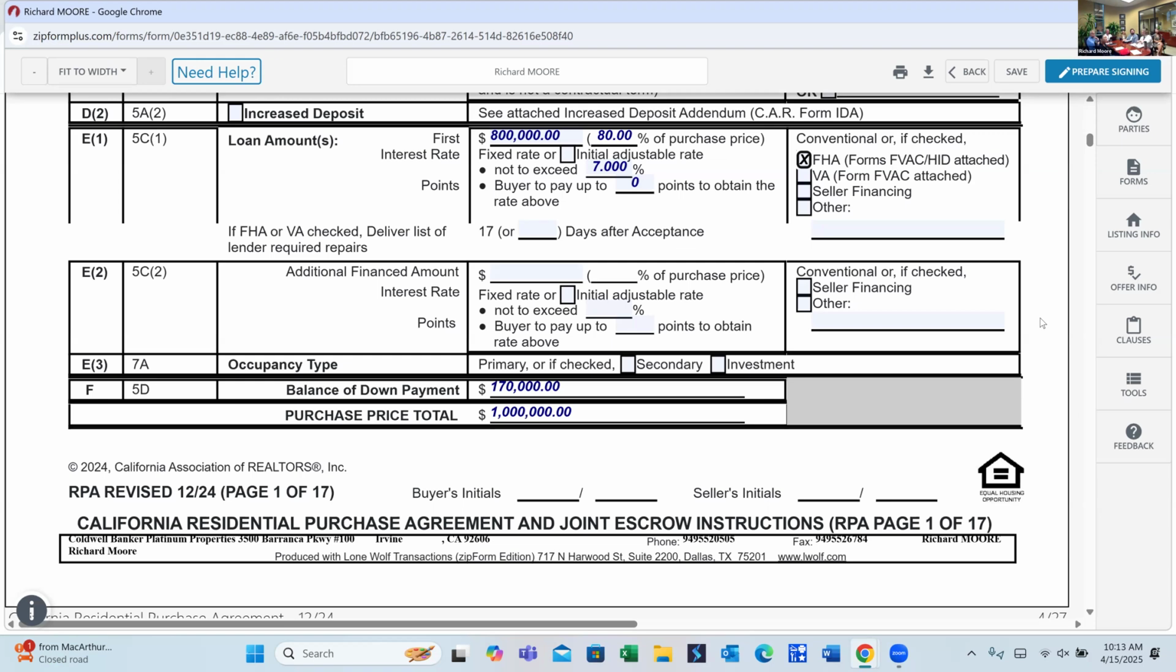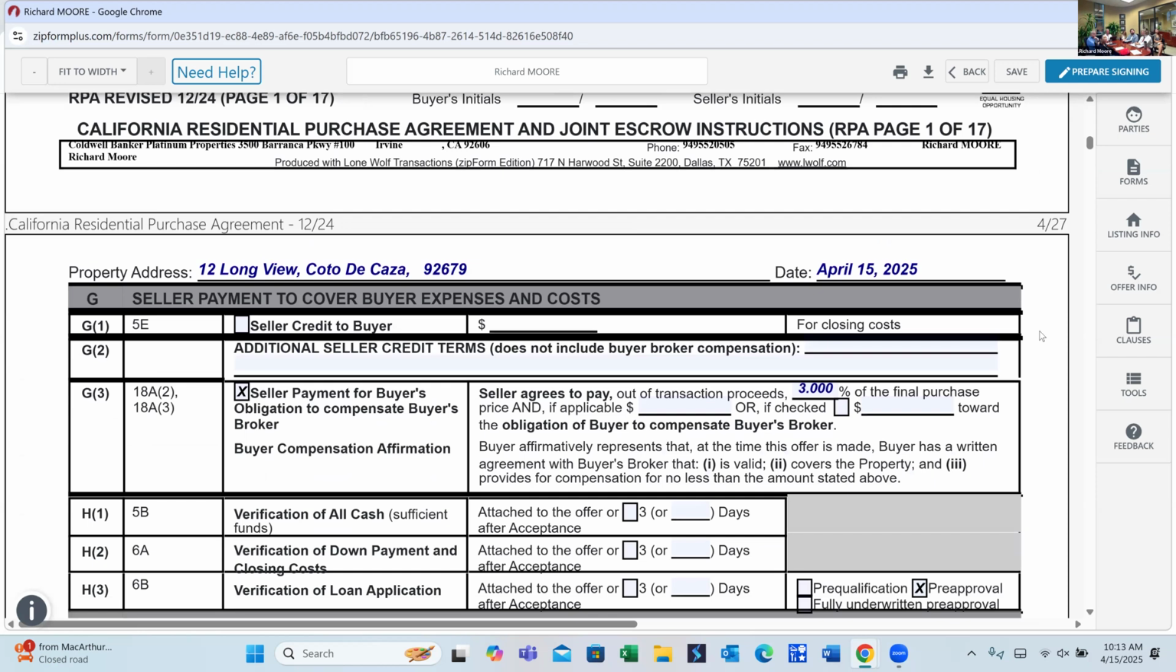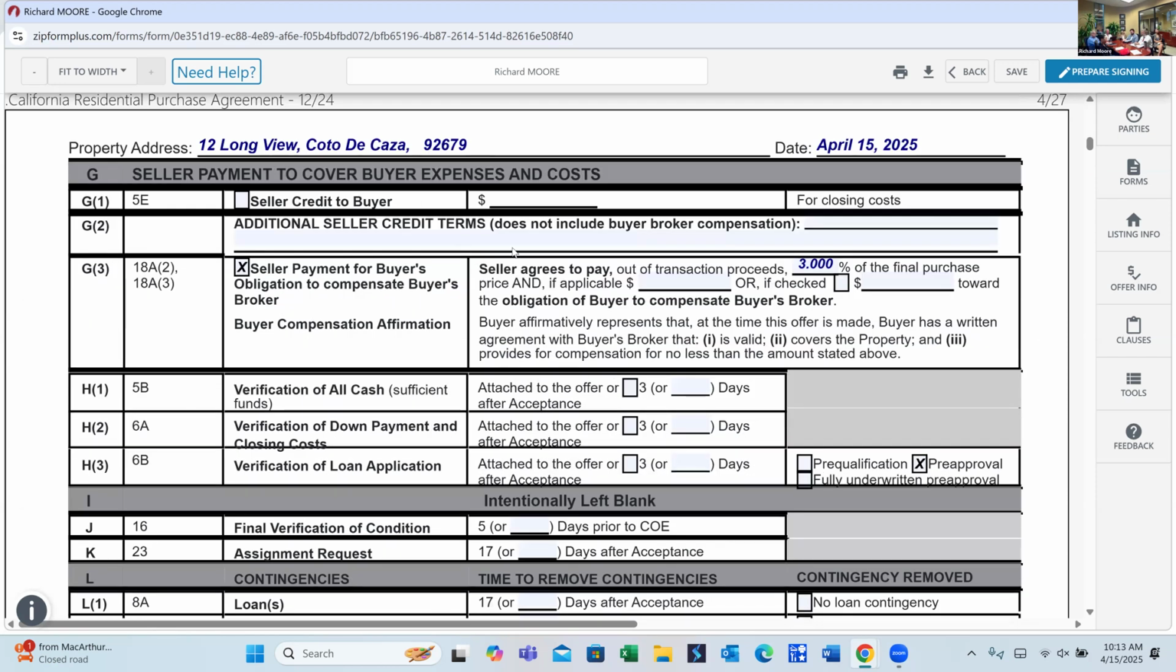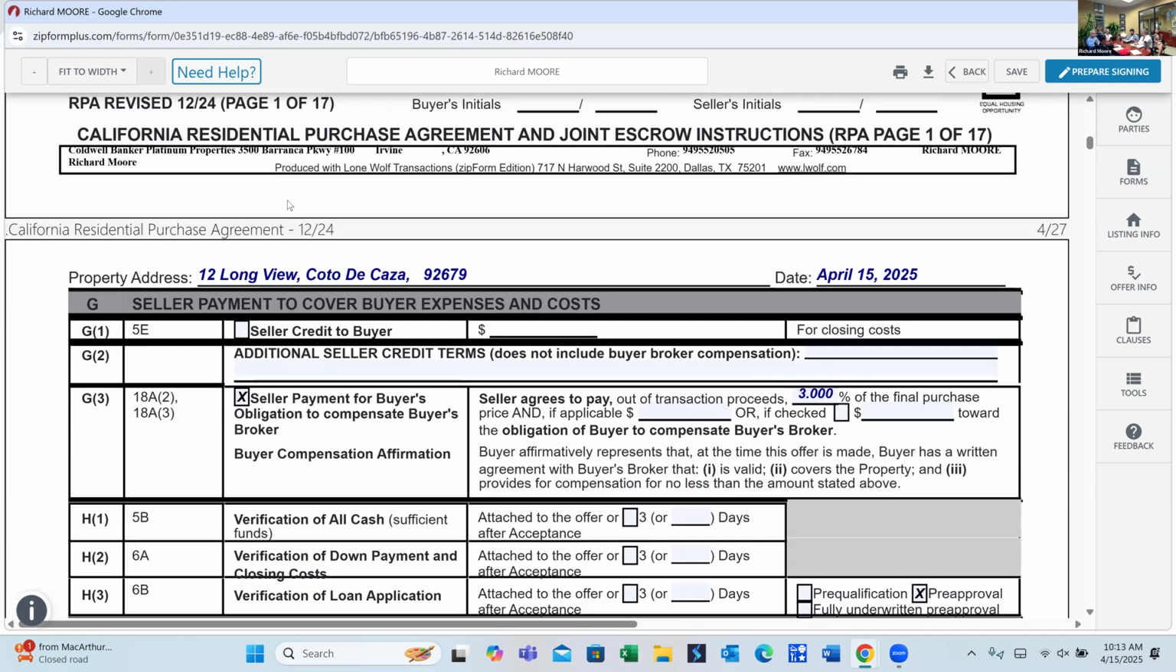So the system will generate the balance of the down payment under section F. Questions about that? And then the next page, section G, seller payments to cover buyer expenses and costs. Section G then, seller credit to buyer.